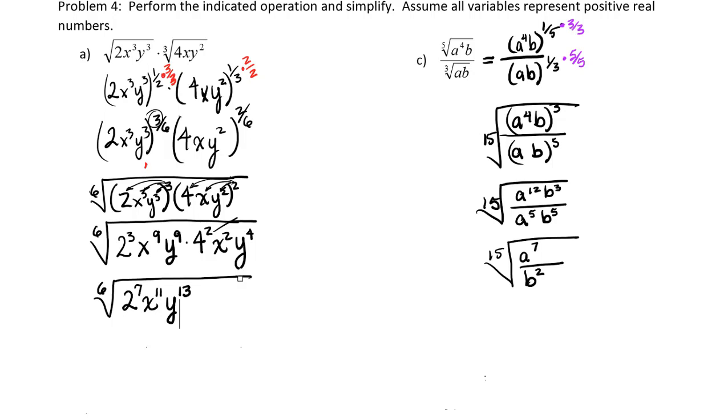And then from here, we can decide what will come out of the radical and what will not. 2 to the 7th comes out as a 2, and we have a 2 in the radical left. X comes out as a 1 with a remainder of 5. And y to the 13th will come out twice, and y to the 1 is the remainder.